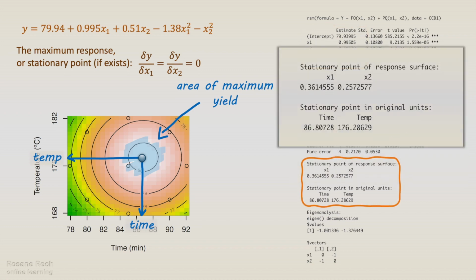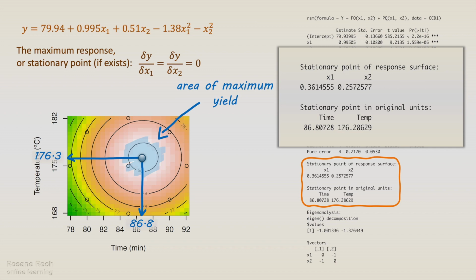We can see the stationary point coordinates both in coded and natural variables in the RSM output. In this example, the maximum yield occurs at 86.8 minutes and 176.3 degrees Celsius. So this last experimental design has led us to the optimized conditions for the reaction yield.